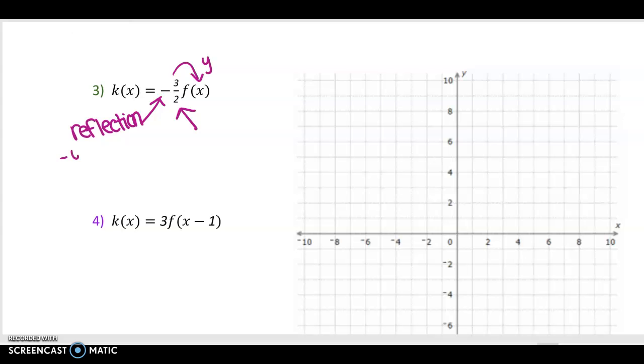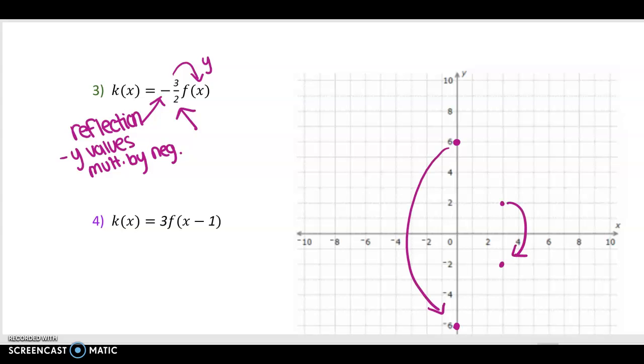So you're multiplying all of the y values, or the y coordinates, by negative. Which means if your y value was like 6 and you multiply 6 by negative, it's now negative 6. If it was 2, it's now negative 2. So which axis are we reflecting over? So this is a reflection over the x-axis, if done correctly.